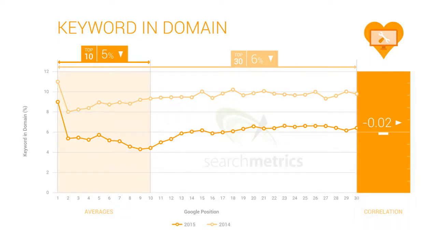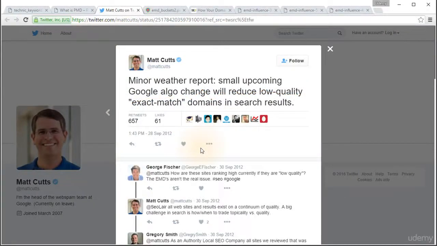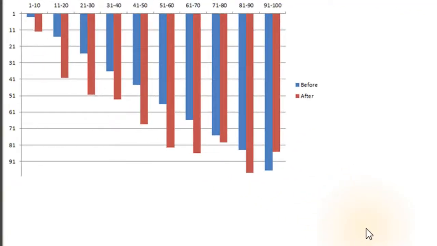Before coming to a conclusion, read this tweet from Matt Cutts from Google. He had tweeted in 2012 about a Google algo change. It's nothing but an algorithm change which will reduce the low quality exact match domains in search results. Here is a graph of the immediate effect after that Google algo change.